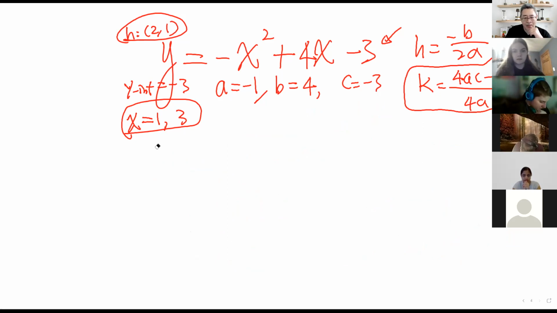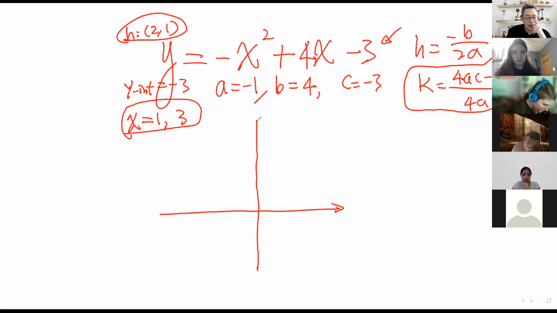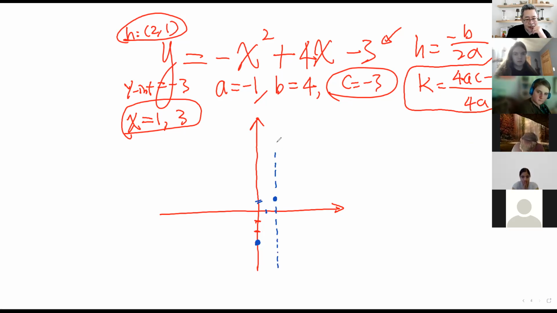We know our y-intercept. We know our vertex point. So if we have the graphing paper, we'll see that our y-intercept is negative 3. 1, 2, 3. So we got that, and our vertex is 2, 1. This is our vertex, and that is our axis of symmetry. And then we got x-intercept 1 here, and another one at 3 is here.